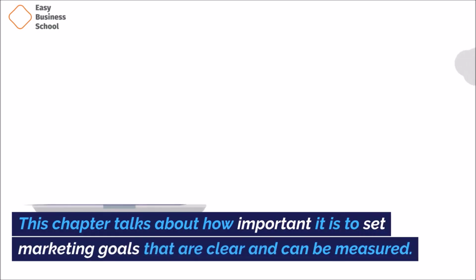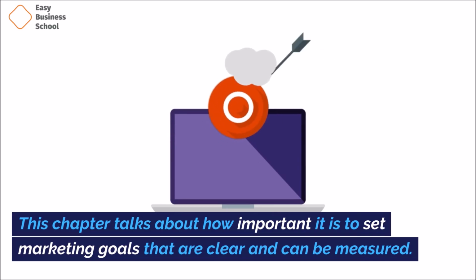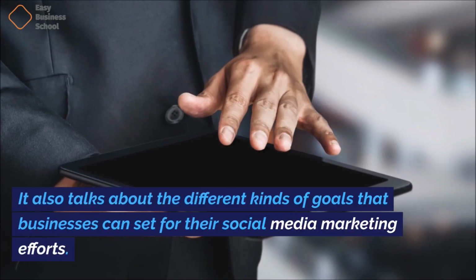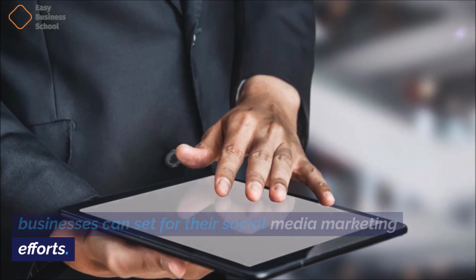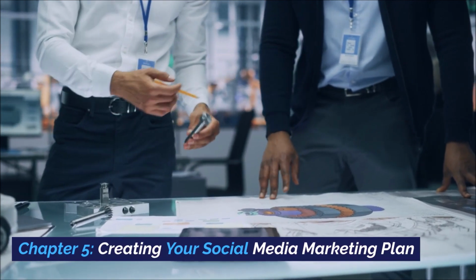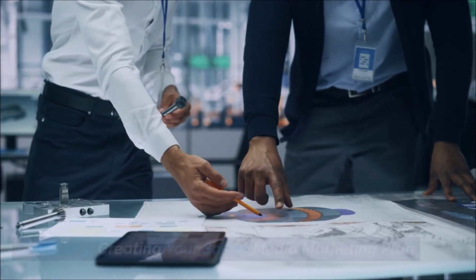This chapter talks about how important it is to set marketing goals that are clear and can be measured. It also talks about the different kinds of goals that businesses can set for their social media marketing efforts. Chapter 5. Creating your social media marketing plan.